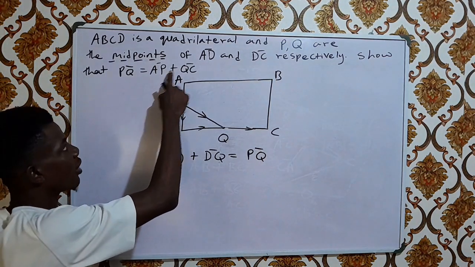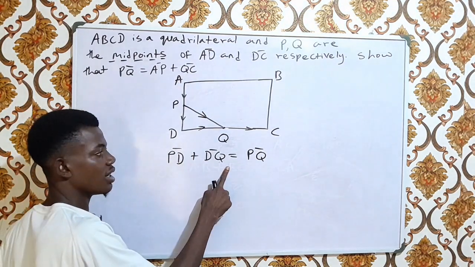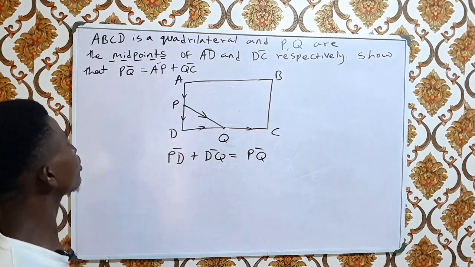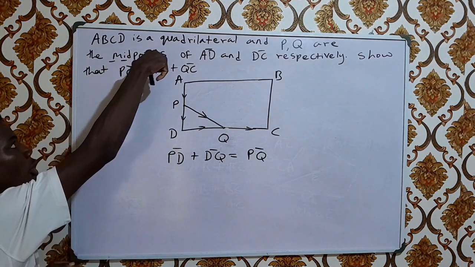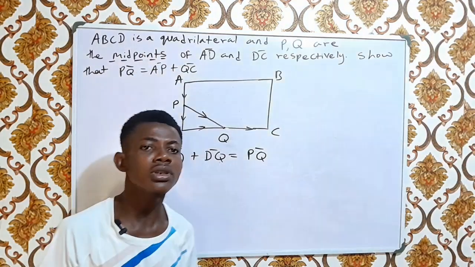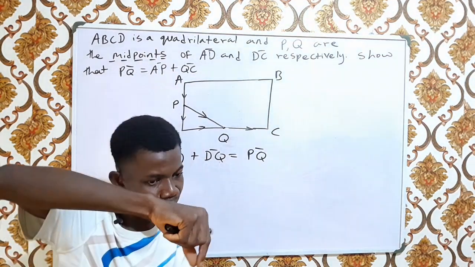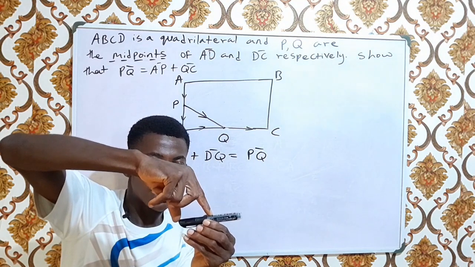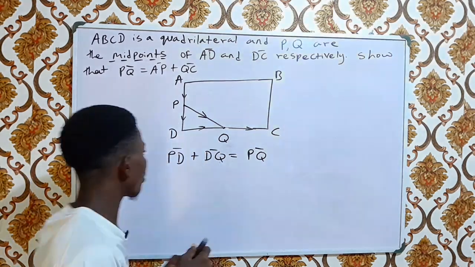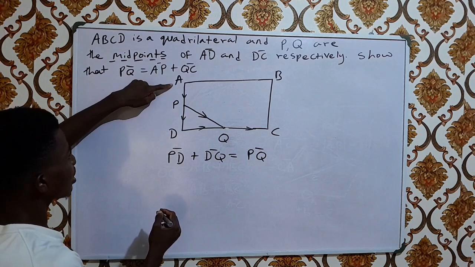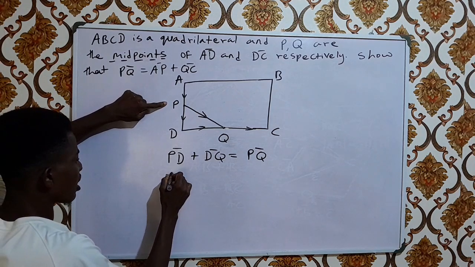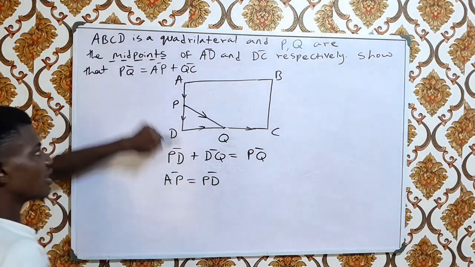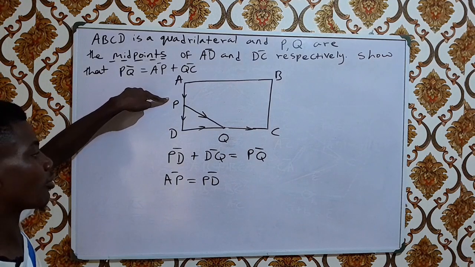But we have AP here, we have QC. Here we have PD and DQ. How can we solve them? Now go back to the question. I marked this midpoint. For something to be a midpoint, it means it is at the middle, that from here to here is the same thing as here to here. So we can state that AP is equal to PD, since P is the midpoint of AD.